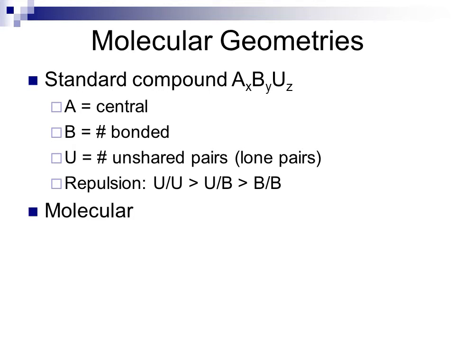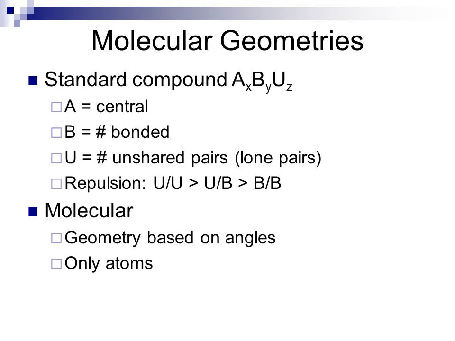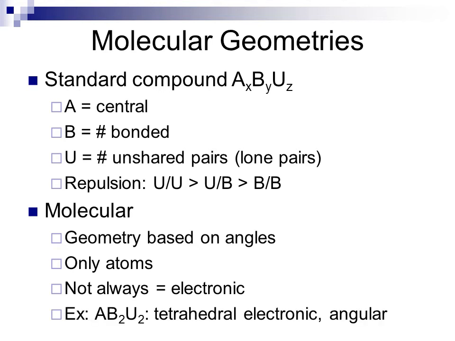So molecular geometries are based upon angles between the atoms rather than the number of electron densities. They only consider atoms in the molecule and are not always the same as their electronic geometries from which they arise. For example, if I have a central atom with 2 bonded atoms and 2 unshared pairs, it has a total of 4 areas of electron density, which would be tetrahedral in electronic geometry, but it forms an angular molecular geometry.